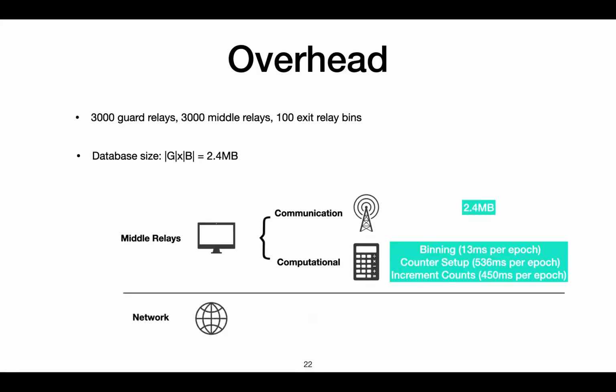For the network itself, the communication costs corresponding to each middle relay communicating their database is up to 7.2 gigabytes in an epoch. If there is an epoch every hour, then this would represent approximately a 0.0003 proportion of the daily traffic on the Tor network, given that Tor sees around 517 terabytes of traffic per day.